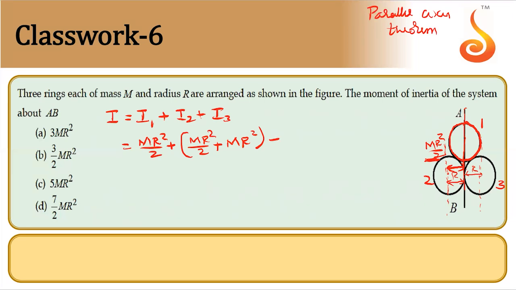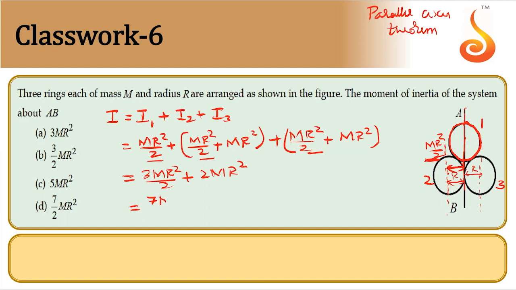Right. Similarly, for the third one also same thing: mr square by 2 plus mr square. So what will you get? 3 times mr square by 2 plus mr square plus mr square, 2 mr square. That should be 7 mr square by 2. That is option D.